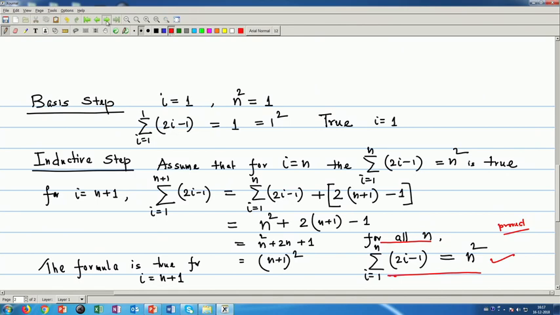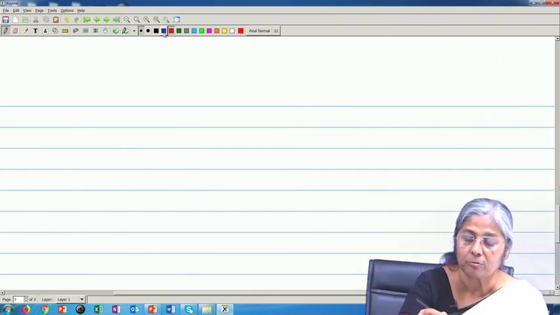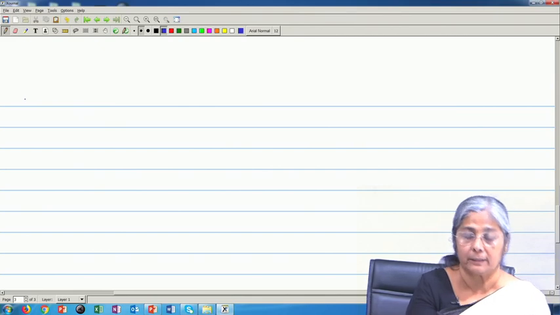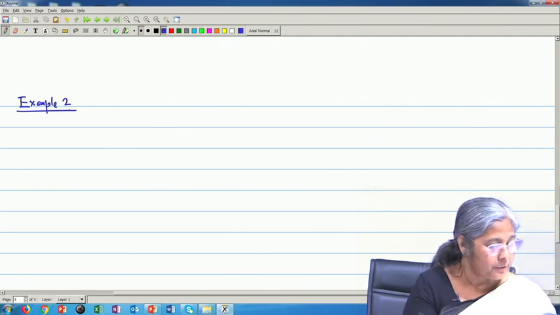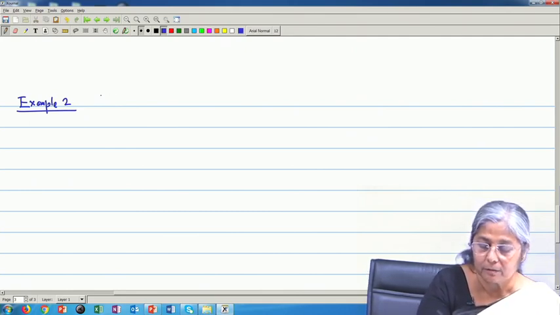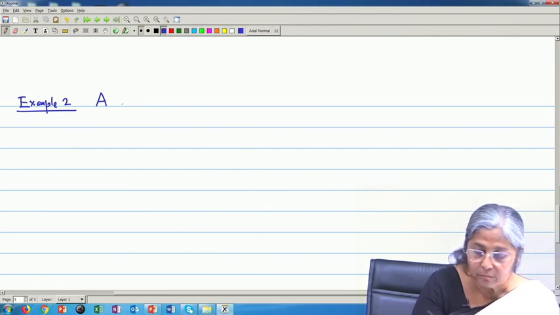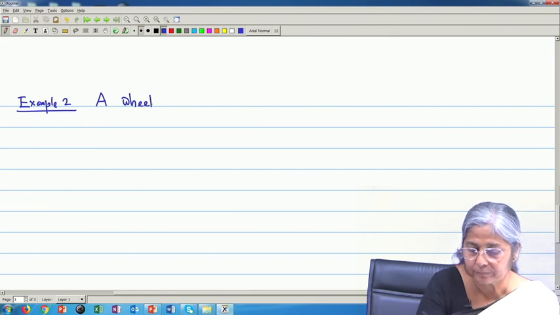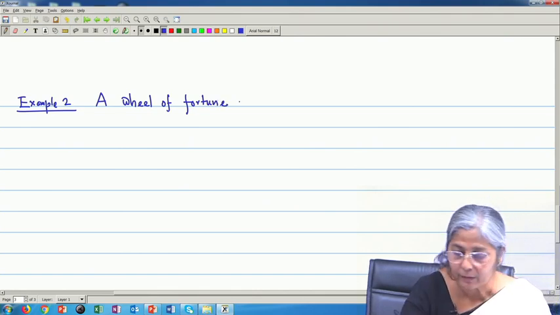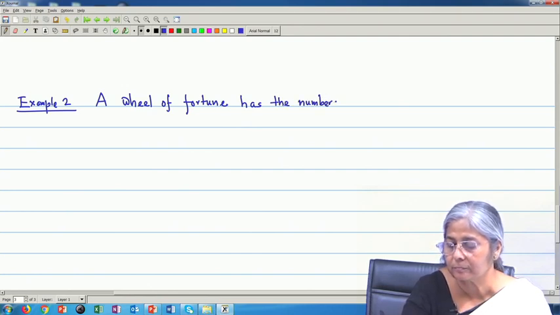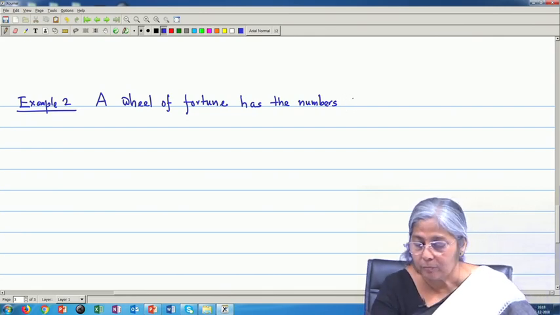Now, we see a different type of example, where indirectly we can apply mathematical induction. We take one problem statement: a wheel of fortune has the numbers from 1 to 36.